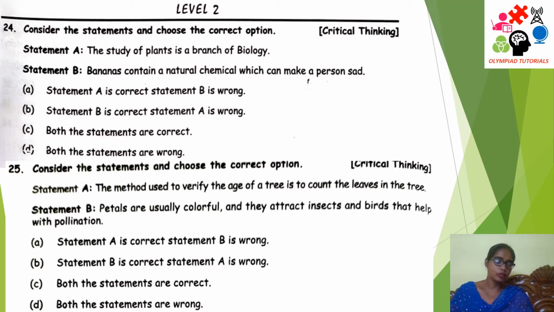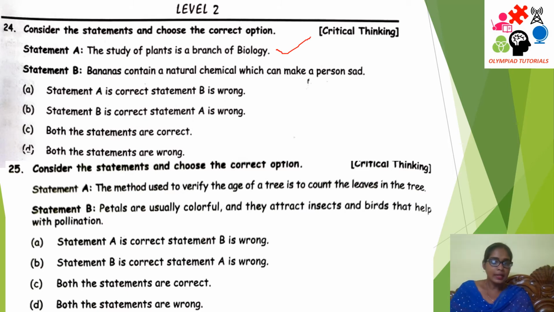So here you have four options. Statement A is correct, statement B is wrong; statement B is correct, A is wrong; both the statements are correct; and both are wrong. So your first statement, the study of plants is a branch of biology. Biology is a branch of science basically, which is the study of plants and animals. So study of plants is called botany, and study of animals is called zoology. So here statement A is absolutely correct.